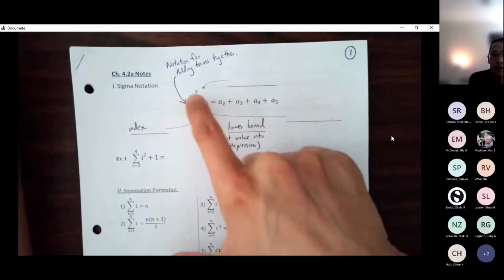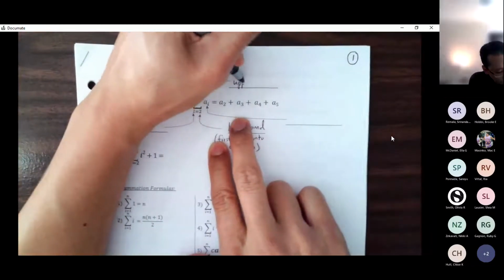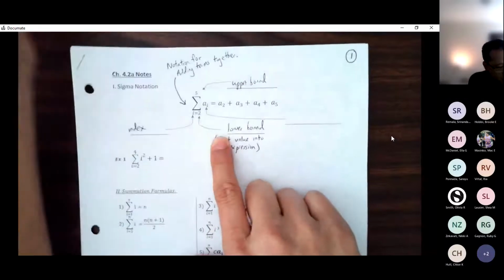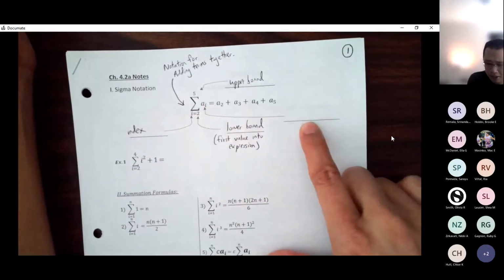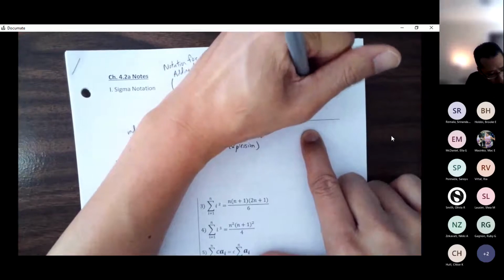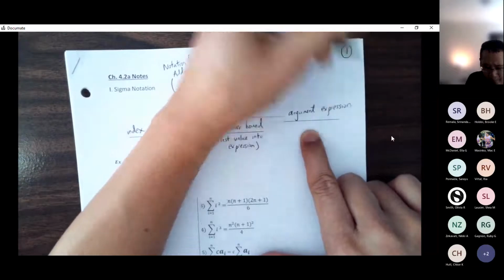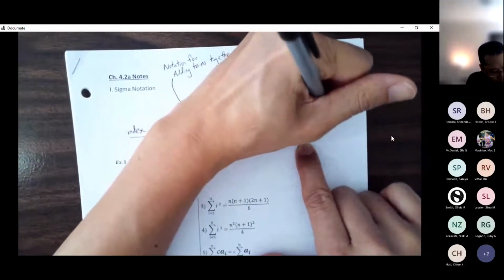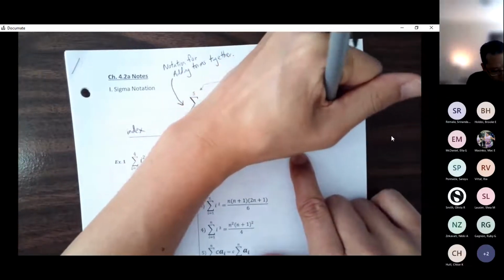Okay, and then this value is the upper bound. This is just an example. It's not always going to be 2 and 5. Just want to show you what the result of this would be. Now, a sub i would represent our argument expression. So you can also think of this as your formula rule. Think of this as your rule of sequence.